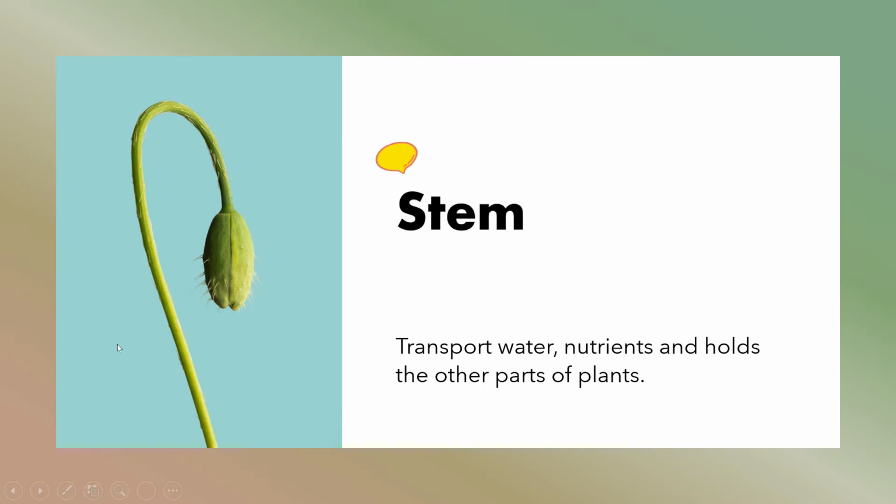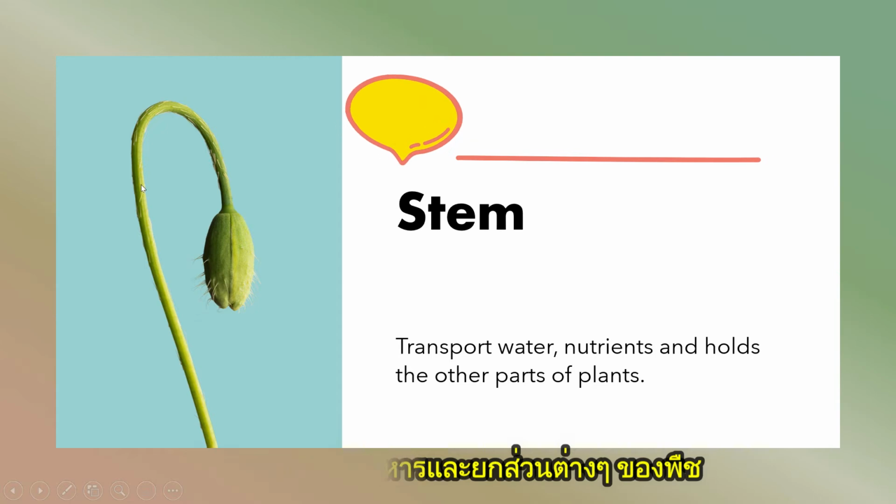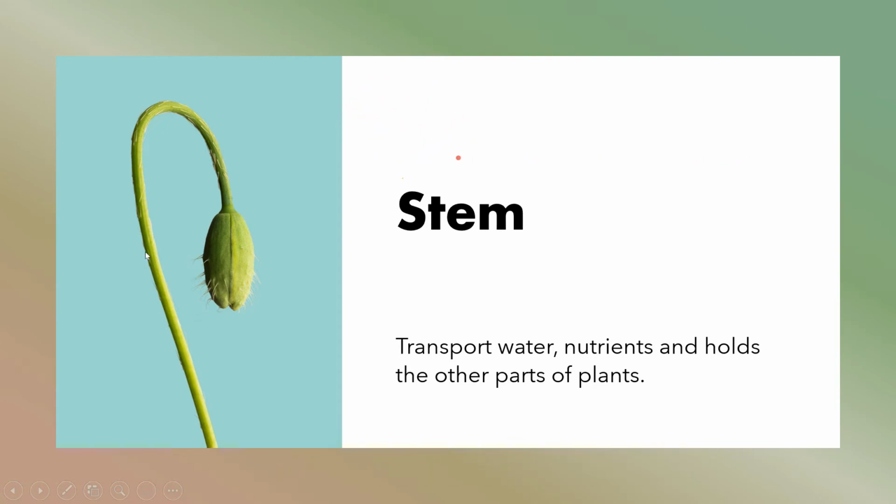We have also stem. Okay, this is the stem. What's the function is to transport water, nutrients, and hold the other parts of the plant. Okay, this is also the function. Also, this will transport nutrients and water, and also holds the other parts of the plant. As you can see, this is the flower or the fruit of the plant. The stem is holding it.